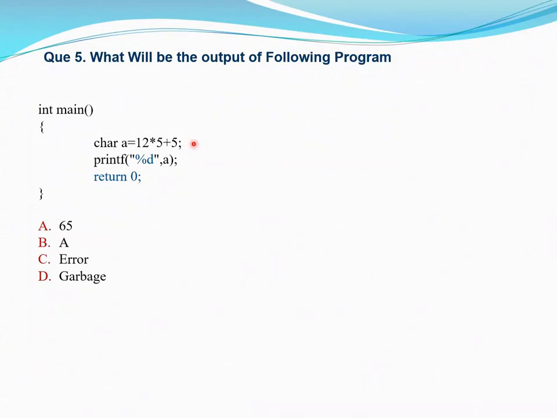So therefore char A becomes the value 65, and with this printf function, the integer value of A will be displayed, that is, the output will be 65.